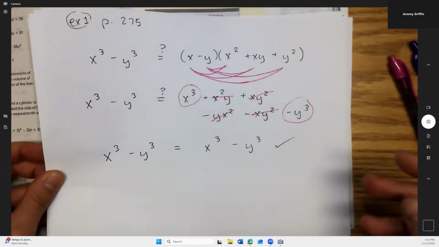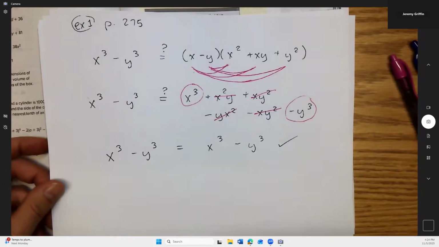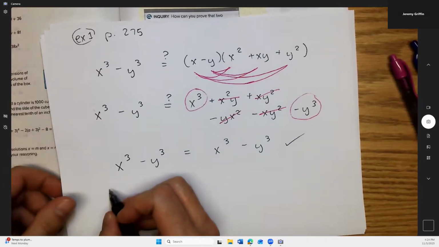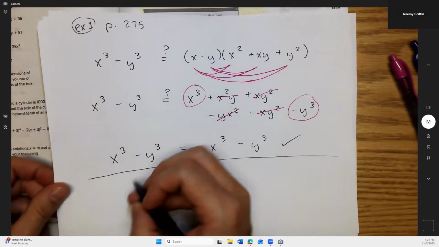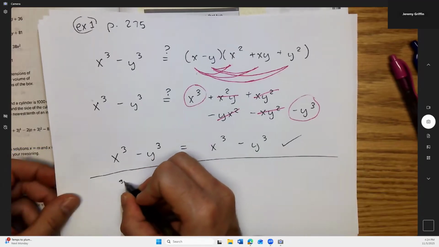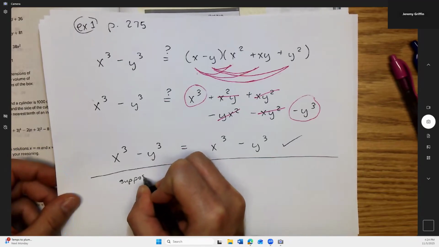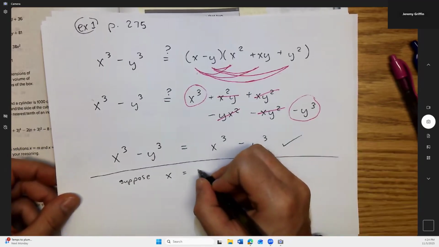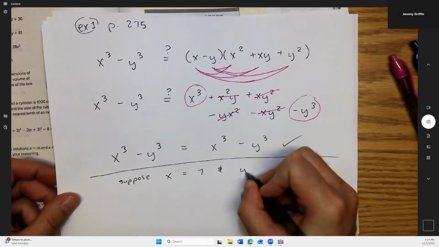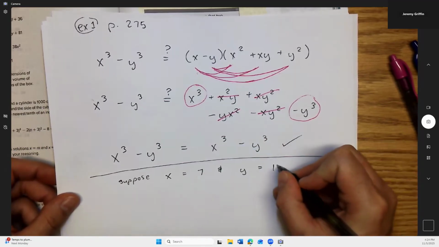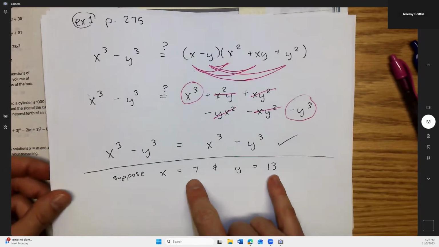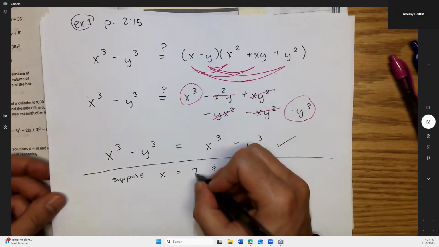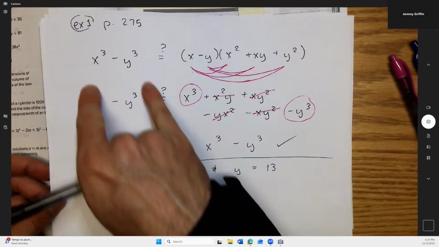Here, I'll do the same thing that I did in class. I'm just going to make up some random values of x and y, and I'll show you guys. So suppose x equals, like 7 or something crazy. I'll say y is equal to, how about 13? I mean, that seems pretty crazy, right? 7 and 13. I just made up those numbers kind of randomly. Okay, so would this be true?